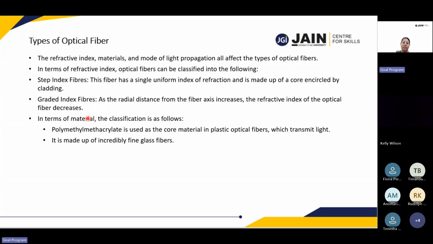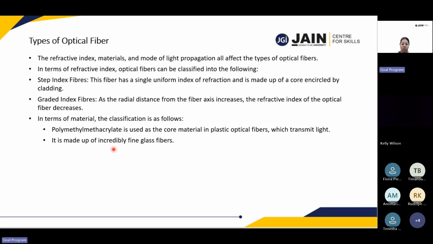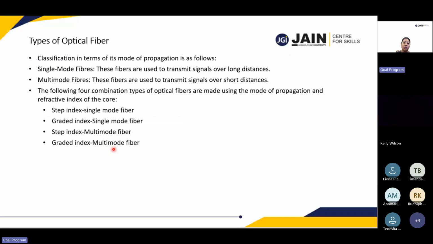In terms of material, we have seen this. Now, material and all is a common one. This is a general one, for every optical fiber. But the combination of the mode of propagation and the refractive index, combining these two types, we have some more types, a combination, hybrid types of optical fibers.